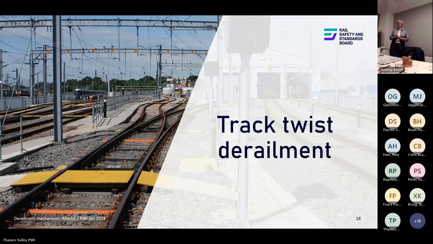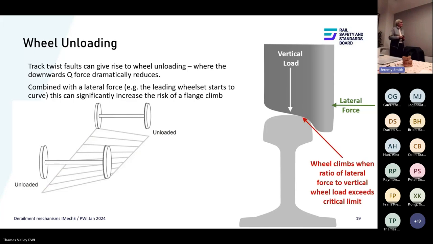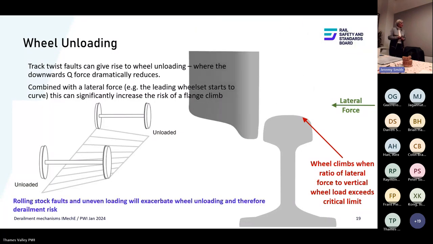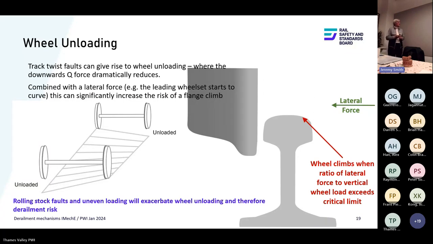Moving on, track twist. These all sound like disasters, don't they? But it's useful education. So this is a wheel unloading on track twist. Wheel flange gets high enough, oh, off it goes. We've got a derailment. So it's a bit like flange climb, but it's particularly to do with the track twist because the vehicle has got a wheel at each corner. Yes, it's got some flexibility in it. But if the track is twisted, it can't necessarily take that up perfectly. So you get diagonally opposite wheels which are more loaded, diagonally opposite wheels which are less loaded, and therefore more likely to derail.